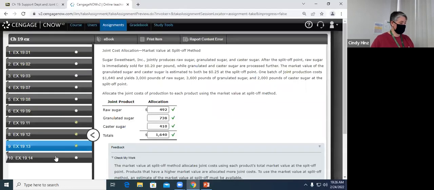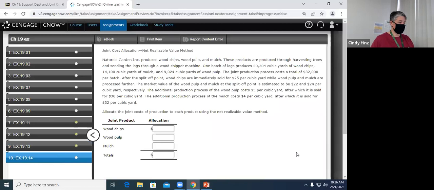Let's go to our last exercise then. We've got another exercise where they're producing wood products. Nature's Garden Incorporated produces wood chips, wood pulp, and mulch. These products are produced through harvesting trees and sending the logs through a wood chipper machine.